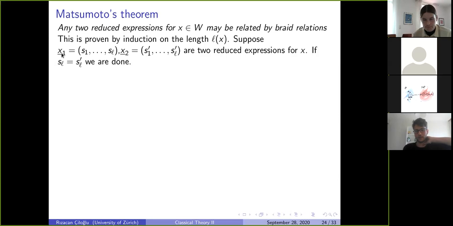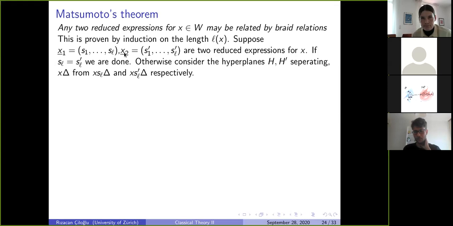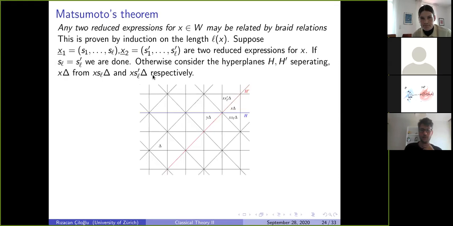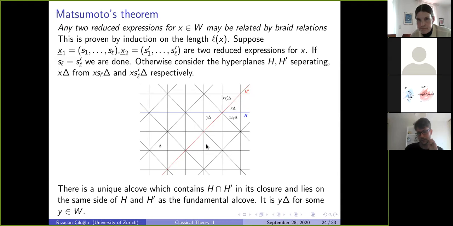And if we assume that they are different, consider the hyperplanes separating x delta from x s_L delta and x s'_L delta, respectively. So it's a picture like this. These two hyperplanes actually divide the plane into four, and three of them are occupied with x delta, x s_L delta, x s'_L delta. And then there will be a unique alcove which contains their intersection point in the closure and lies on the same side as the fundamental alcove.